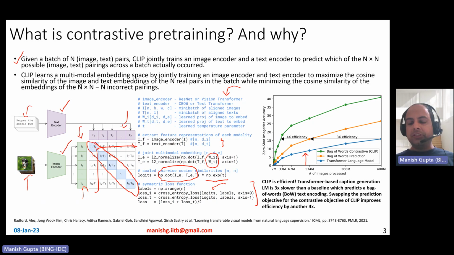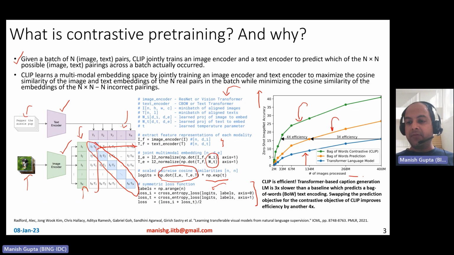Or what you could do is to have some sort of an encoder and try to guess the captions as a bag of words, right? So this is the orange line, and here is the CLIP line, basically the one that uses contrastive loss. It's more or less similar to the orange line, except that the predictive loss is replaced by a contrastive loss. And as you observe, this is the accuracy.